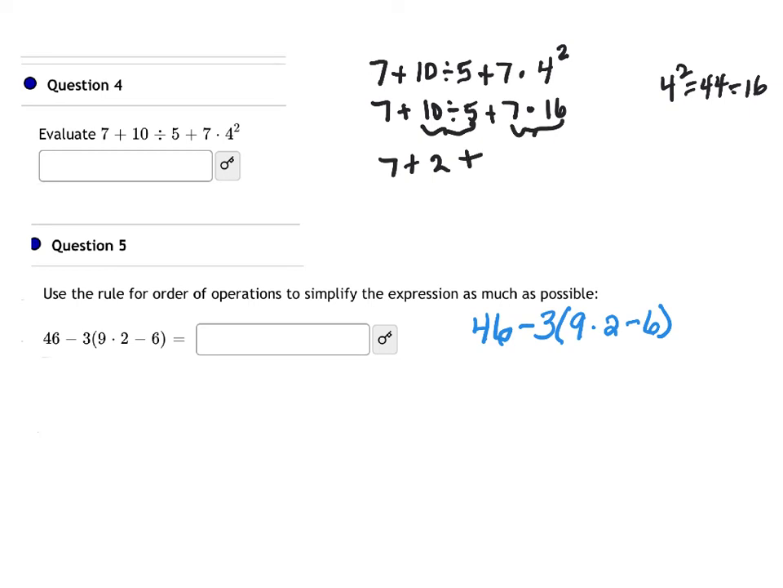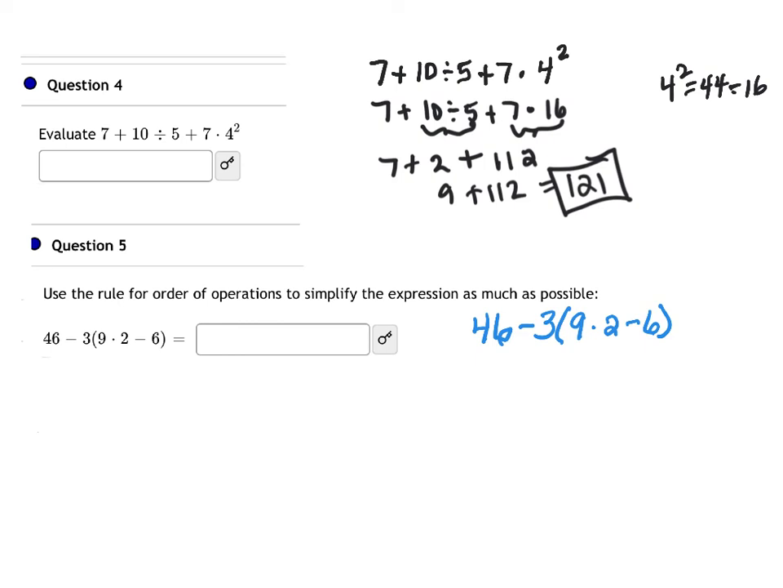16 times 7, let's see, 7 times 6 is 42, carry the 4. 7 times 1 plus 4 is 11, so 112. Now it's just all addition. So 7 plus 2 is 9 plus 112 gives us 121 for our answer. Okay, pause the video and try to do the next one, and then we'll come back and check it.